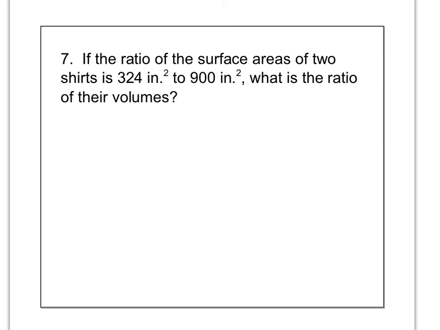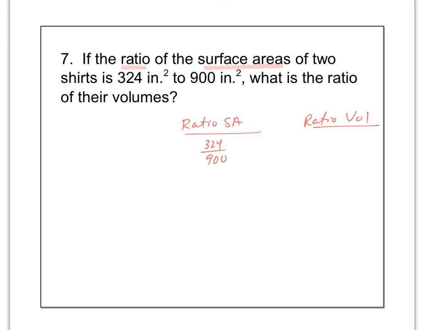Number 7. If the ratio of the surface areas of two shirts is 324 inches squared to 900 inches squared, what is the ratio of their volumes? Oh boy. This time they're kind of messing with us. They're telling us the ratio of the surface areas, and they want us to find the ratio of the volumes. Well, let's write down what we know. We know the ratio of the surface areas is 324 to 900. They want us to find the ratio of the volumes.